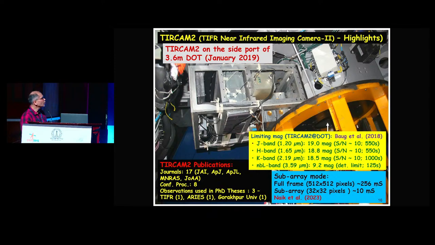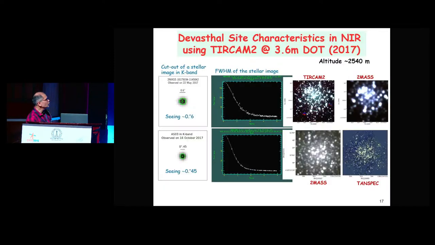Briefly, TIRCAM2 is a camera which can observe up to 3.6 micron, although the detector allows us to use up to 5 micron. This is a unique camera in the country because it is the only camera available for observation beyond 2.5 micron, the K band. And recently we upgraded this array to sub-array mode because there are a lot of user demands for high cadence observations and fast readout. This was upgraded very recently, and now we can do sub-array observation using this camera.